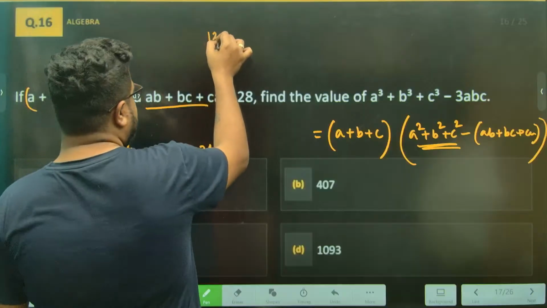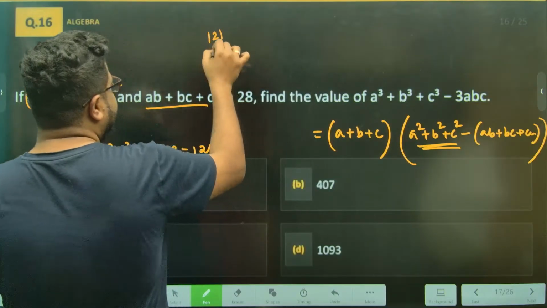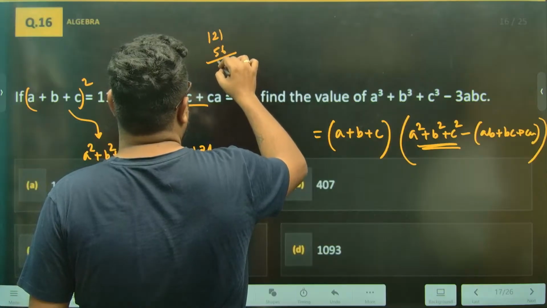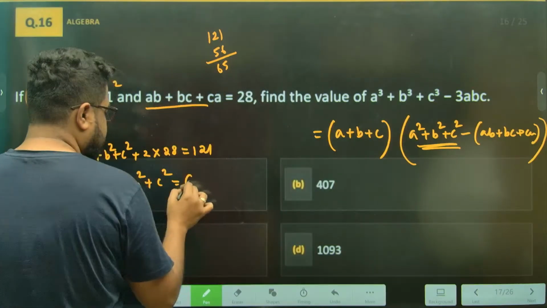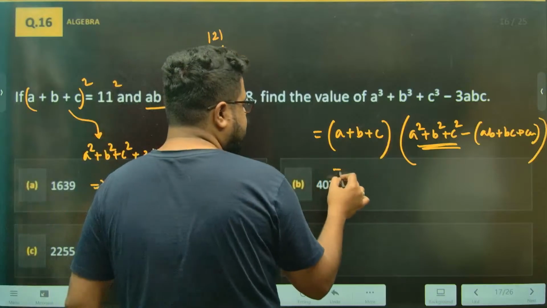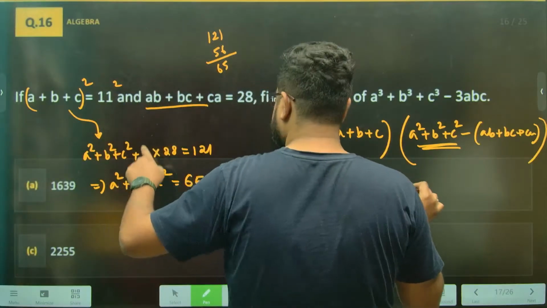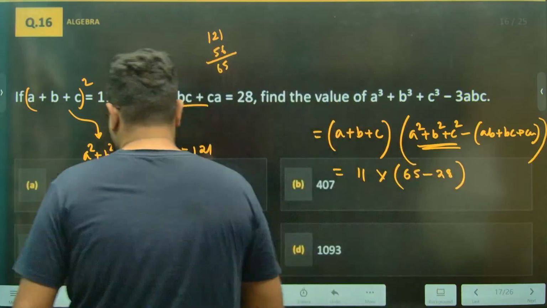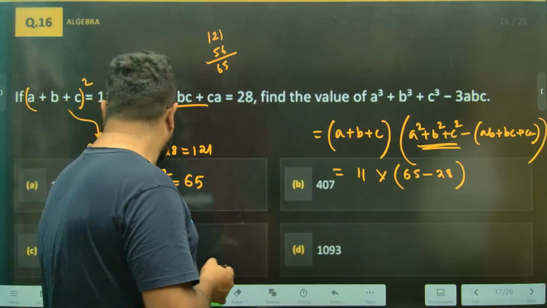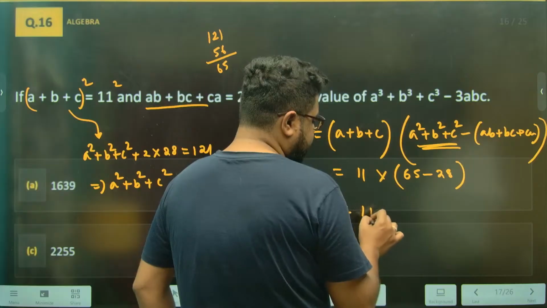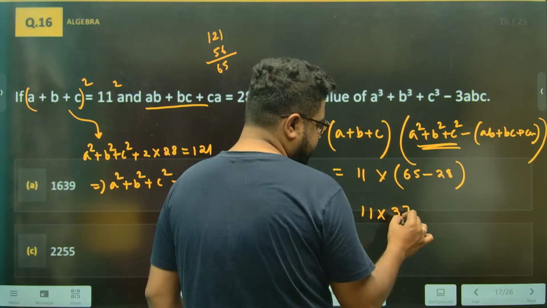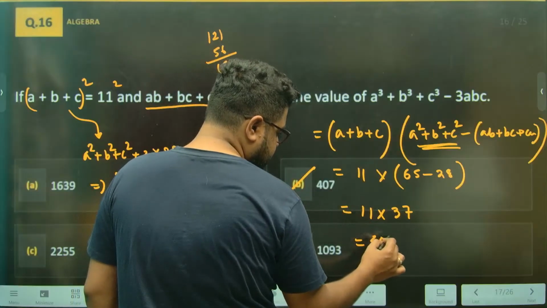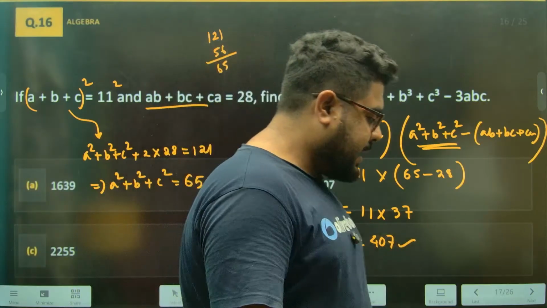This is 121 minus 56, meaning 65 here. Now you put down the values. This is 11 into, this is 65 minus this is 28. Now let's calculate. 11 times 37 is 407, sir. That's your correct answer.